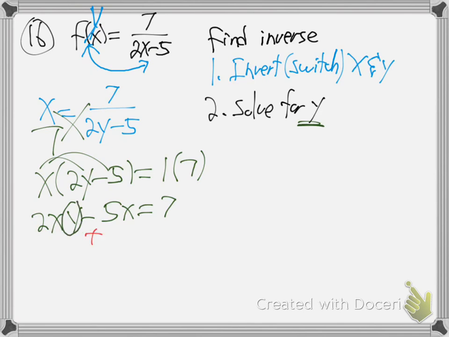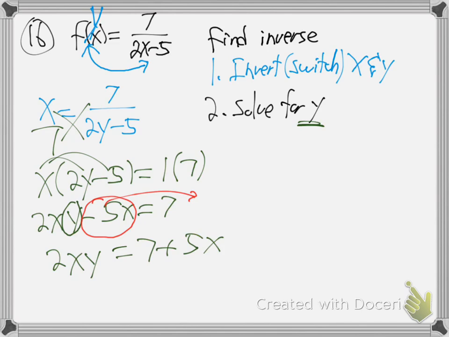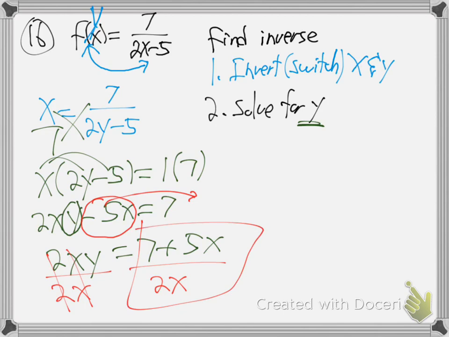So that means add, or just jump. Let's just jump that 5x over. And so we'll get 2xy equals 7 plus 5x. When that minus 5x jumps to the other side, it becomes plus. Last step, y wants to be alone. So just divide by the 2x. Divide by the 2x. Y is alone. That's the inverse function right there.